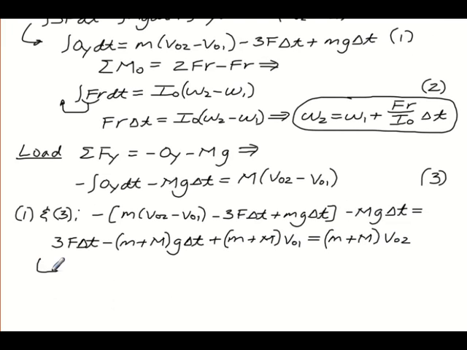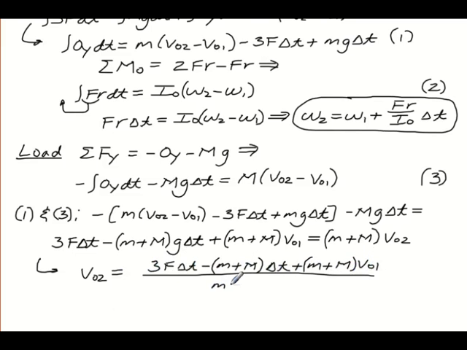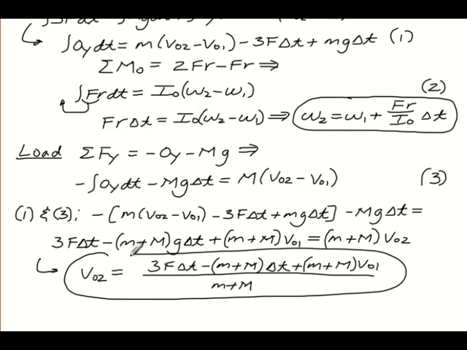So from this, we can see that the speed of the load, speed of point O, at time 2 is going to be equal to 3F delta T minus M plus M delta T plus M plus M VO1 divided by the total mass. And that is our final result there for equation 4.